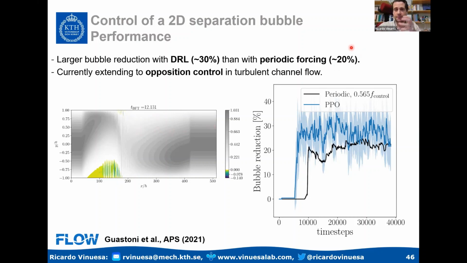The periodic forcing gives me a reduction of the separation length of 20%, whereas the deep reinforcement learning gives me around 30% reduction of separation length. So actually, I can outperform the classical method through the more sophisticated control strategy that I obtain with the DRL. So this is interesting. This has a lot of potential to discover new control strategies in turbulent flows.